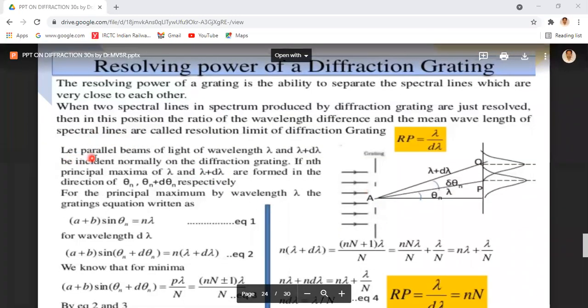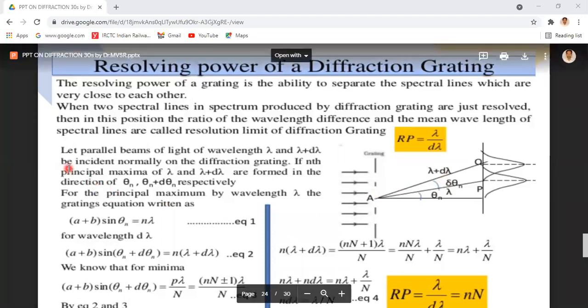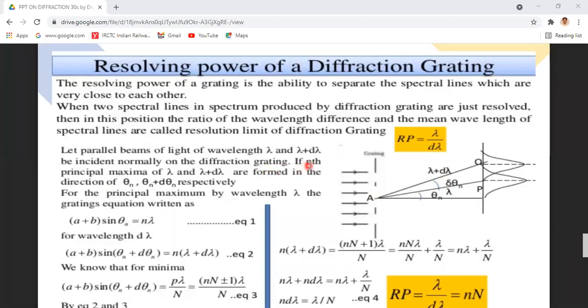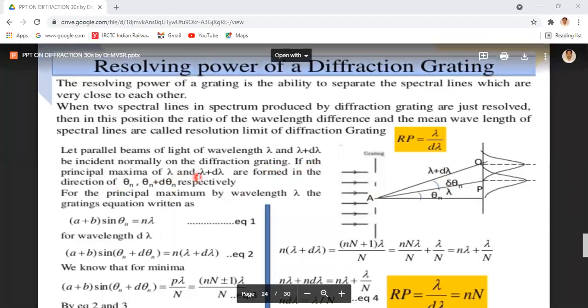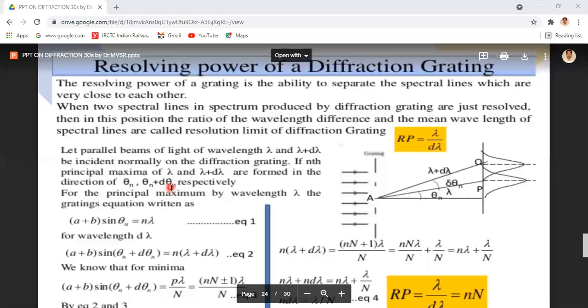Let us consider parallel beams of light of wavelengths lambda and lambda plus d lambda. Here we have considered two wavelengths, lambda and lambda plus d lambda, whose wavelength difference d lambda is very small. They are incident normally on the diffraction grating. What happens? The nth principal maxima of lambda and lambda plus d lambda are formed in the directions theta n and theta n plus d theta n respectively.